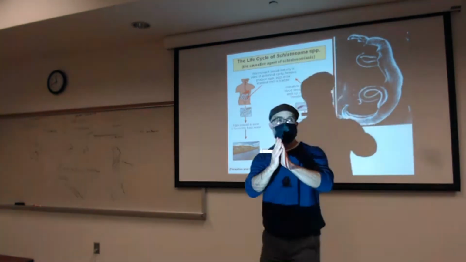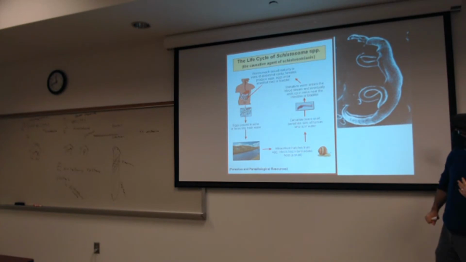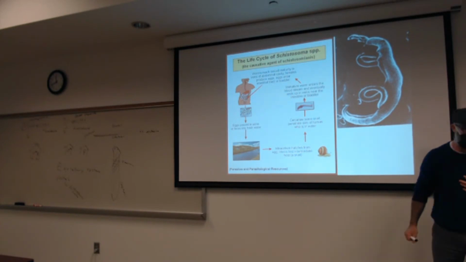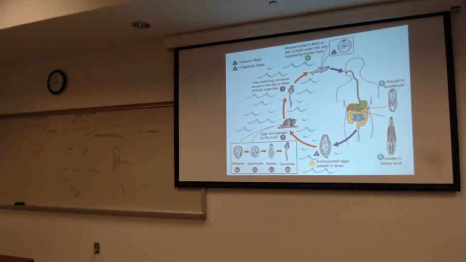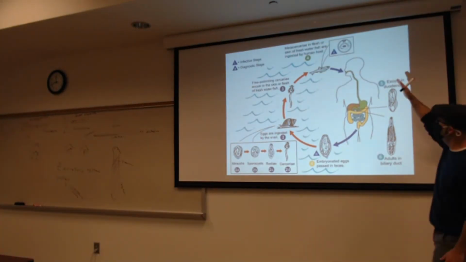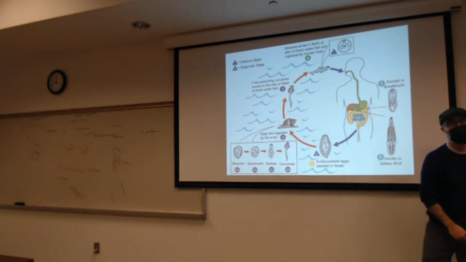How do we stop this from happening? Why do we not have Schistosoma? Why do we not have a lot of Clonorchis issues in the United States? Where do we break, which arrow do we break on this life cycle?